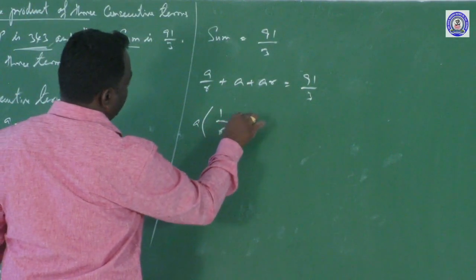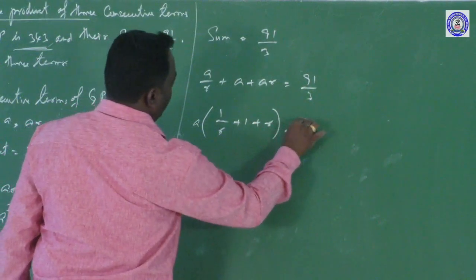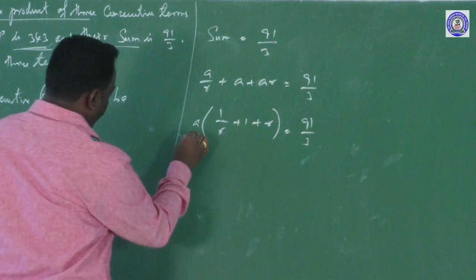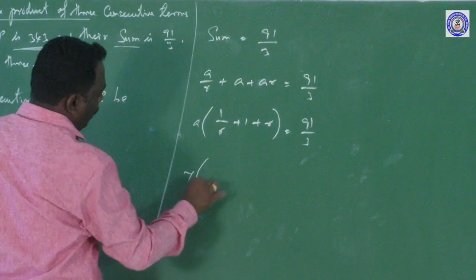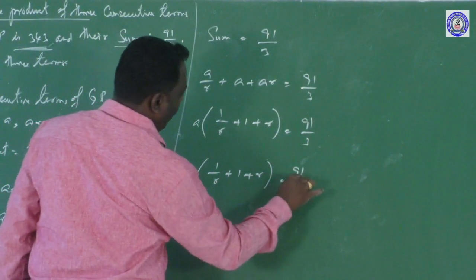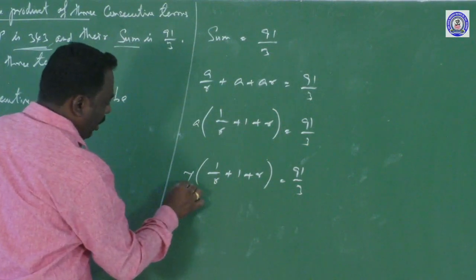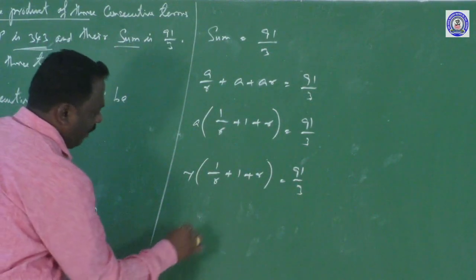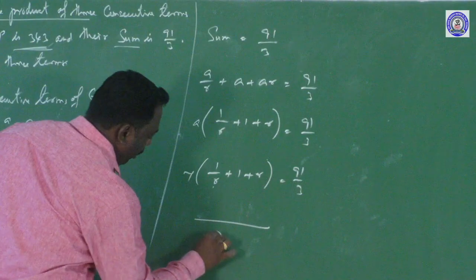1 by r plus 1 plus r is equal to 91 by 3. Now we have the a value, we know it is 7. So 7 into 1 by r plus 1 plus r is equal to 91 by 3. Take the common denominator r, and transfer that 7 to the right hand side of the equation. Therefore the common denominator is r.